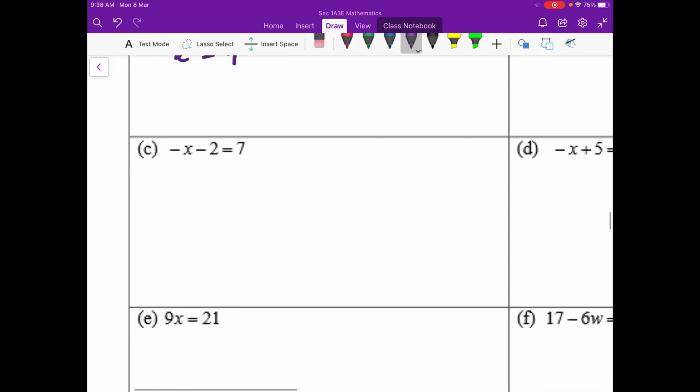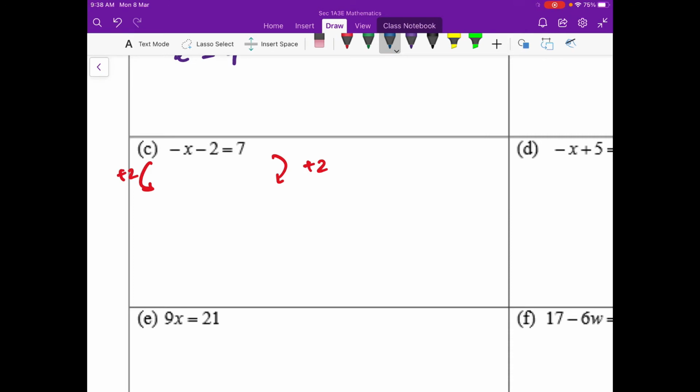Okay, so over here, now we've got negative x minus 2 equals 7. Ask yourself, what is it that you want in the end? X, right? Currently, x is attached to many other things. What is your x attached to? There is a negative 2 over here that you want to remove. How do we remove the negative 2? You plus 2 on both sides, okay? Do it step by step.